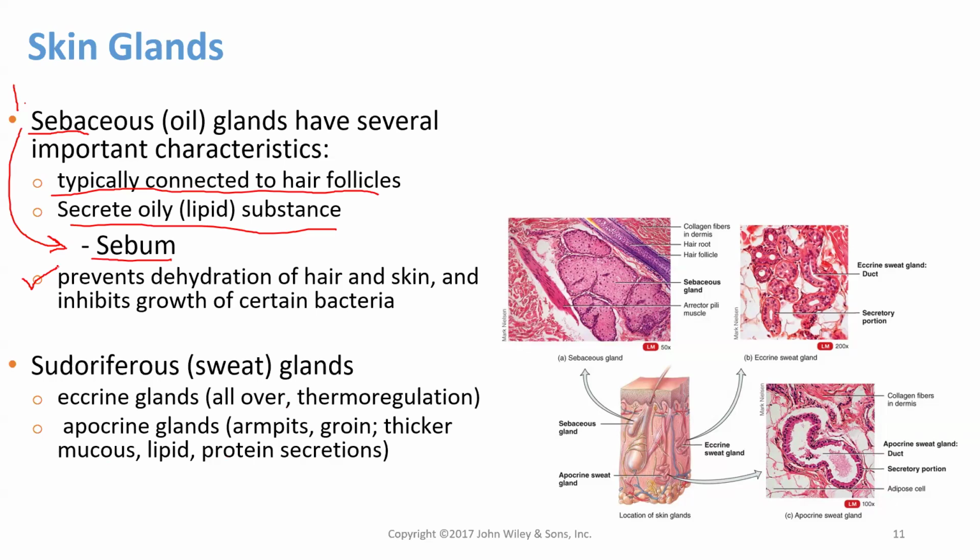But just know, gland number one, sebaceous glands. What does it secrete? Sebum or oil. What's its purpose? Preventing dehydration, right? That's what I'm really looking for you guys to understand from these.